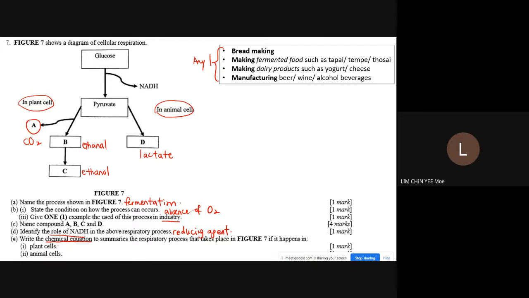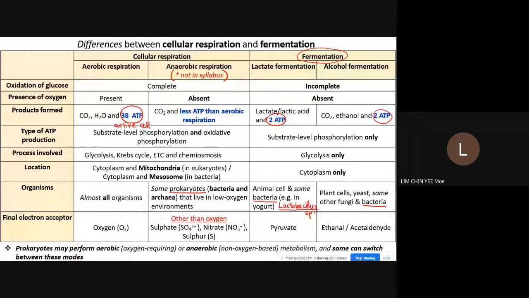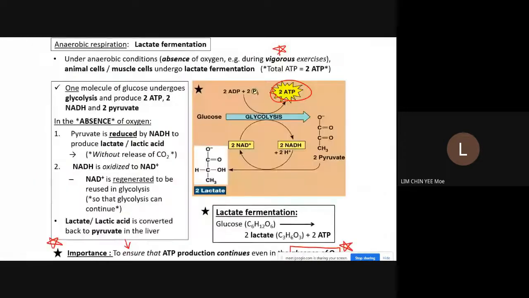But then in that year, they want students to write the full equation. And that equation Miss ada bagi dalam nota sudah. Boleh rujuk lah yang ni. Kalau lactate fermentation, this is the one for animal cells. Jawapan untuk E2. Okay, so you tulis equation ini. Mesti tulis yang ni ya, C3H6O3.